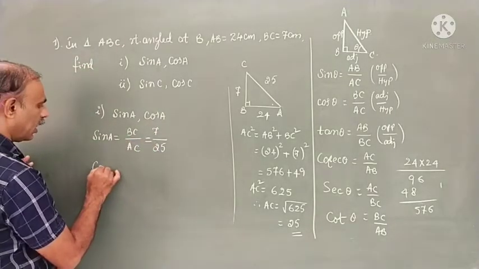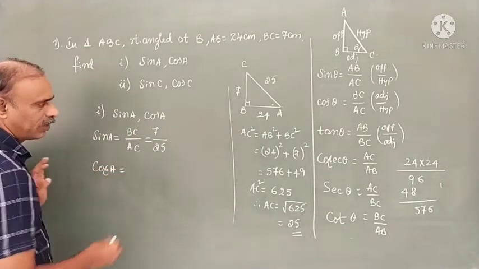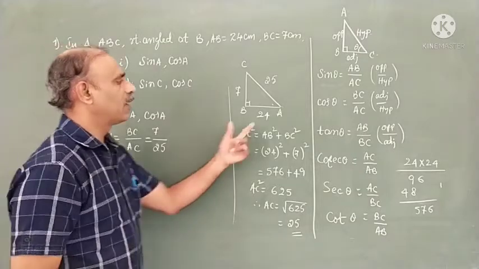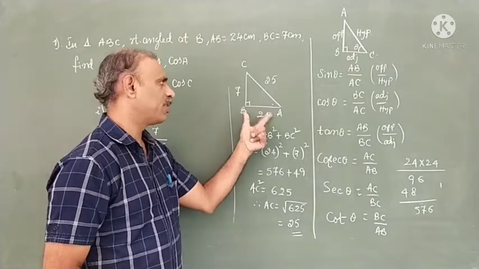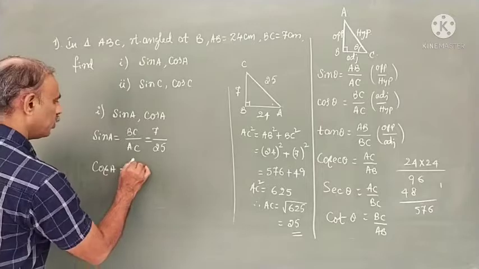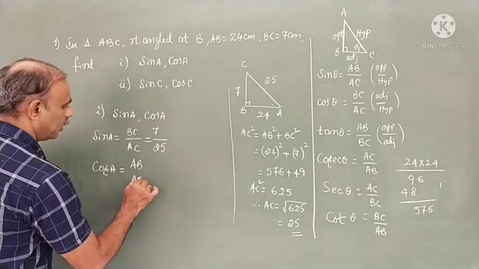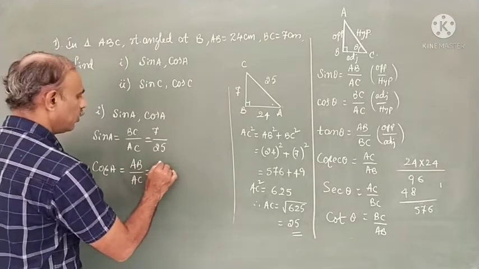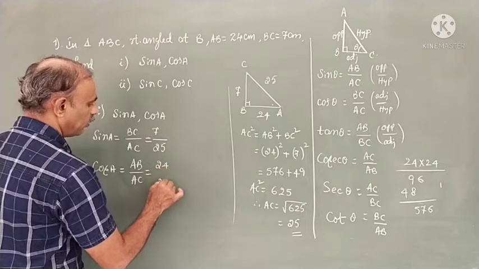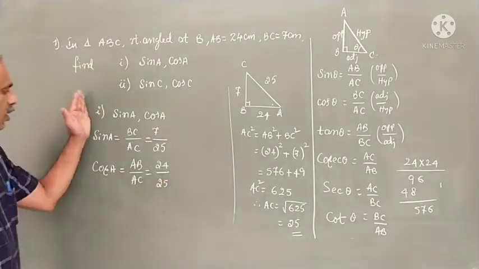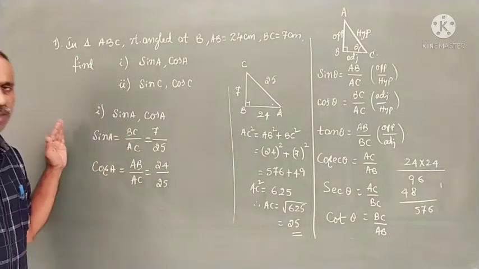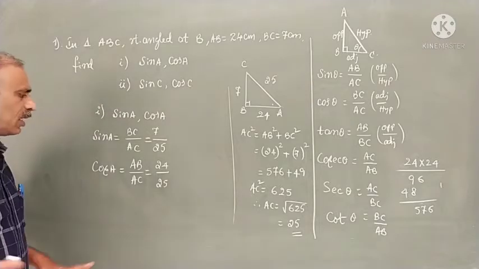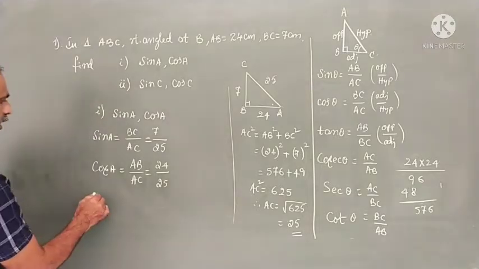Then cos A. What is cos A with respect to A? Adjacent by hypotenuse, that is AB by AC, which is equal to 24 by 25. See how easy these ratios are; if you know them, we can easily find the answers. That's it.